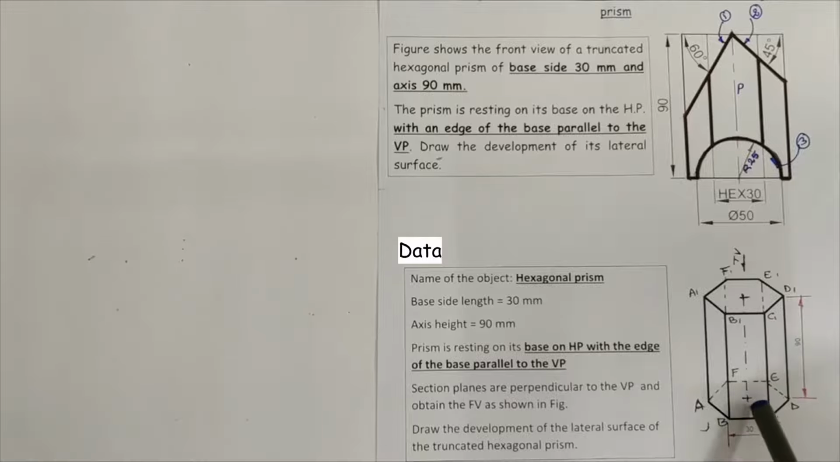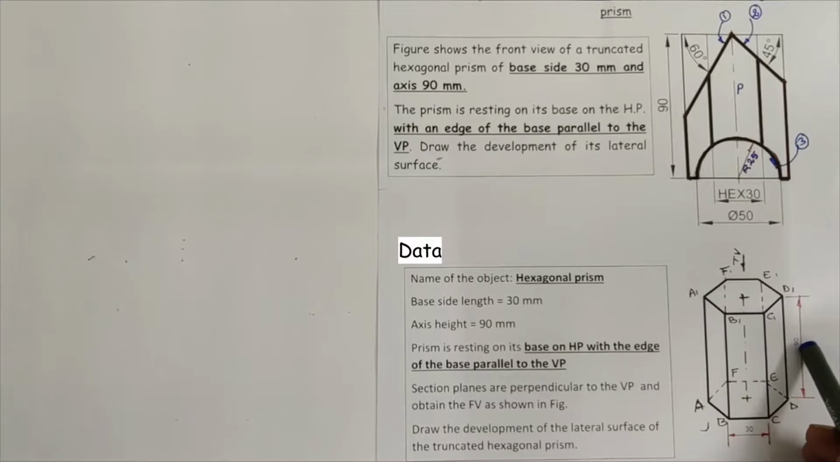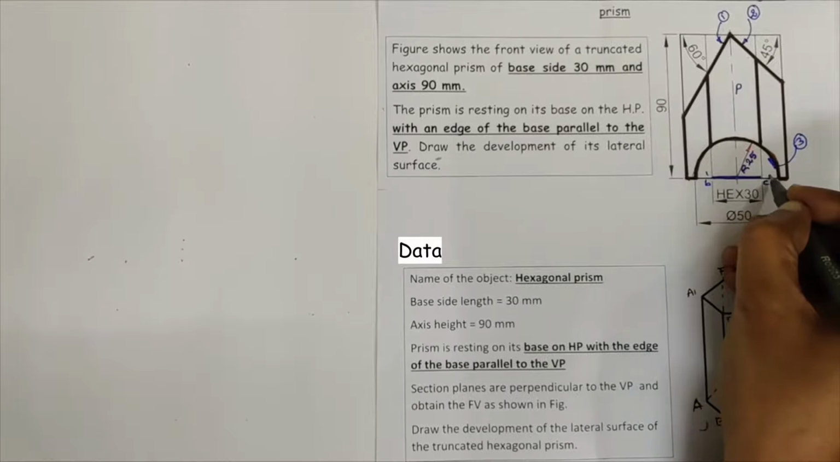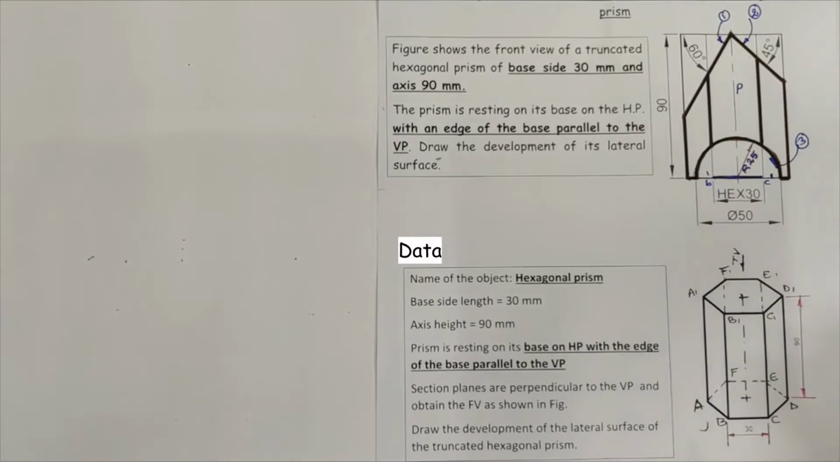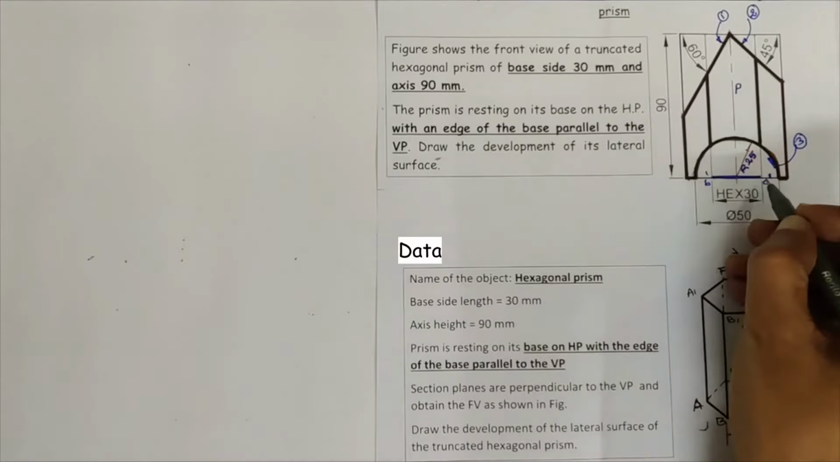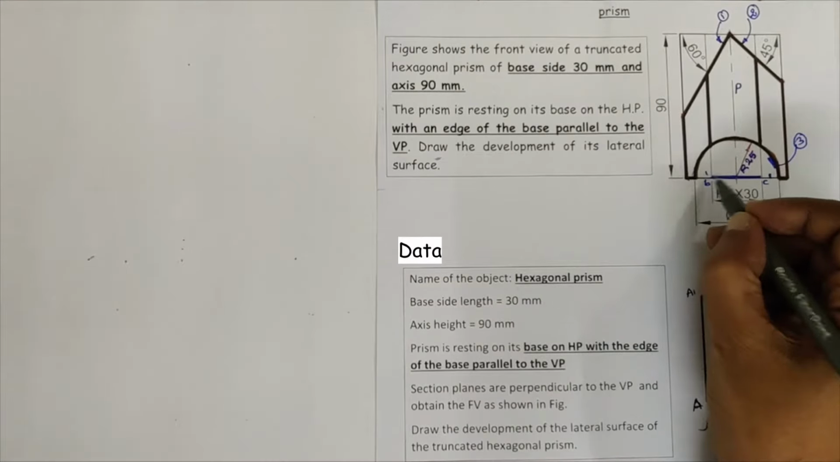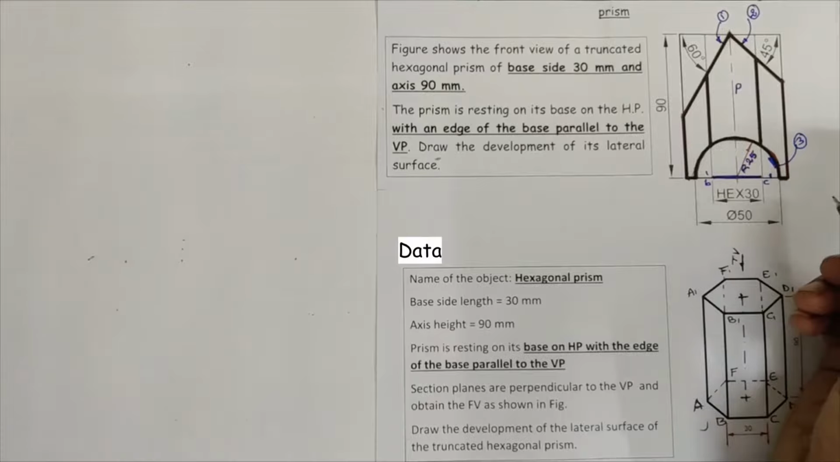The name of the object is hexagonal prism and it is resting on its base on HP such that one of its base sides, say BC, is parallel to VP, and its base side length is 30 mm, axis height is 90 mm. Say B dash C dash, that is the length of the base side BC in front view, which is nothing but B dash C dash length equal to 30 mm.